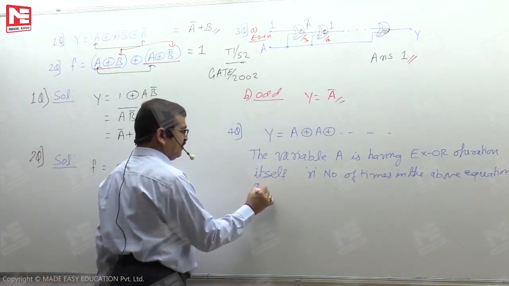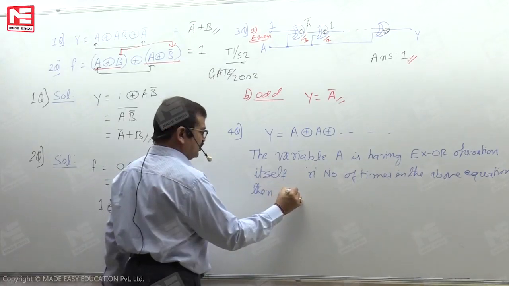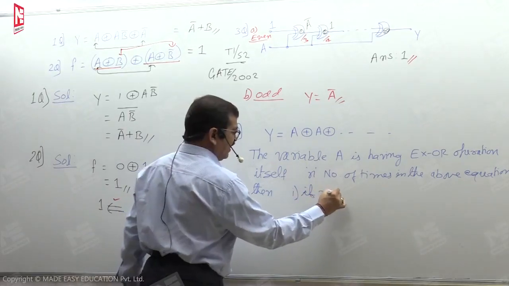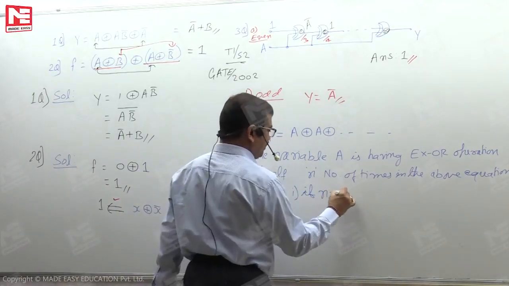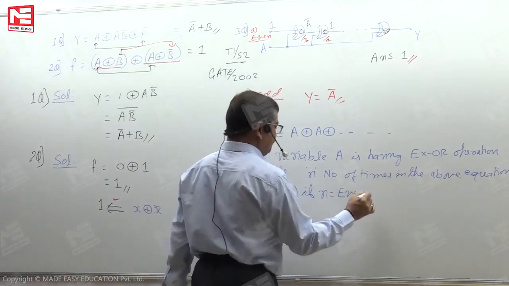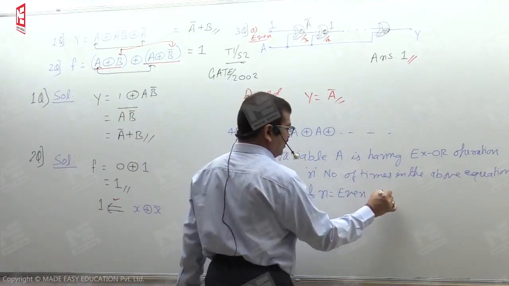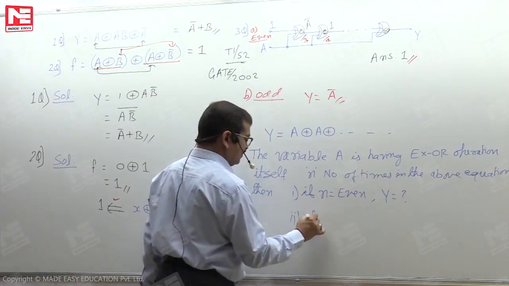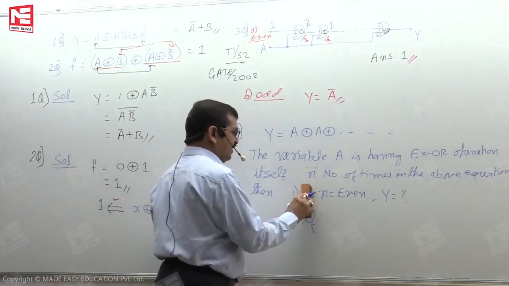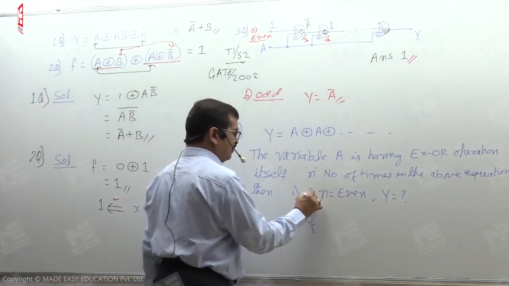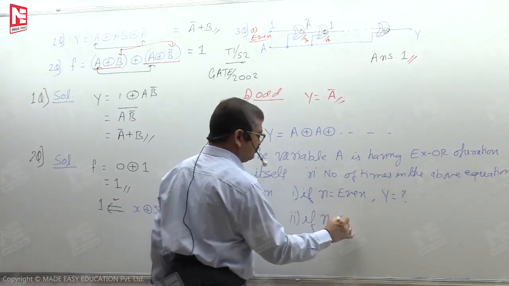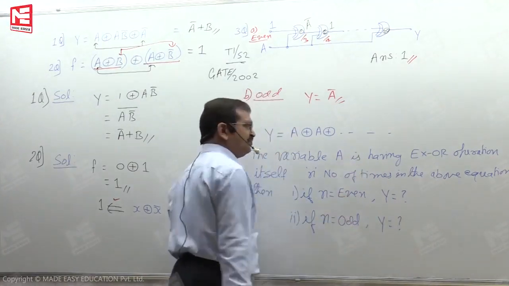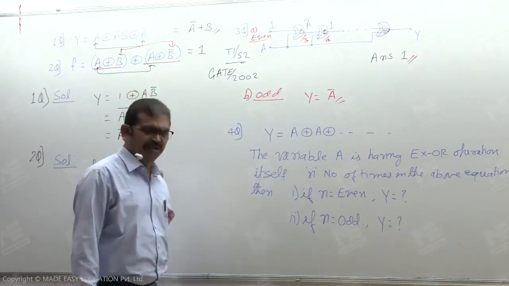Then, first case, if n is even, what is the output y? Second case, if n is odd, then what is the output y?